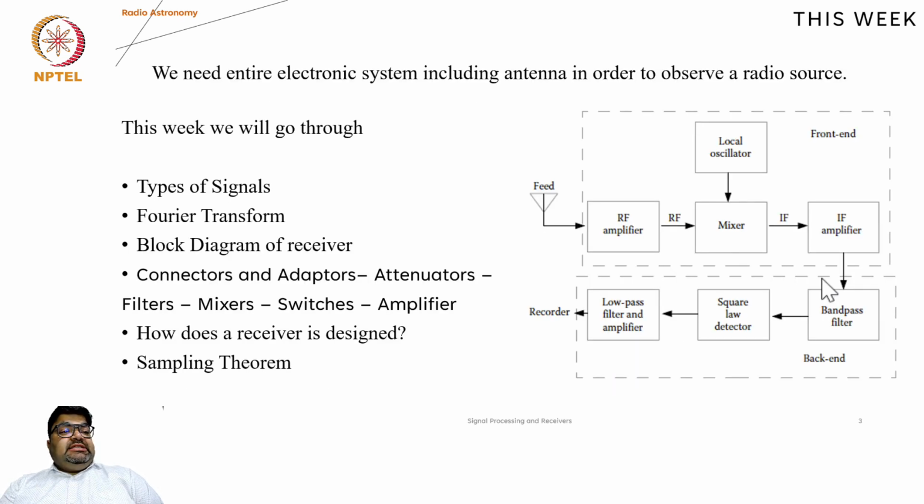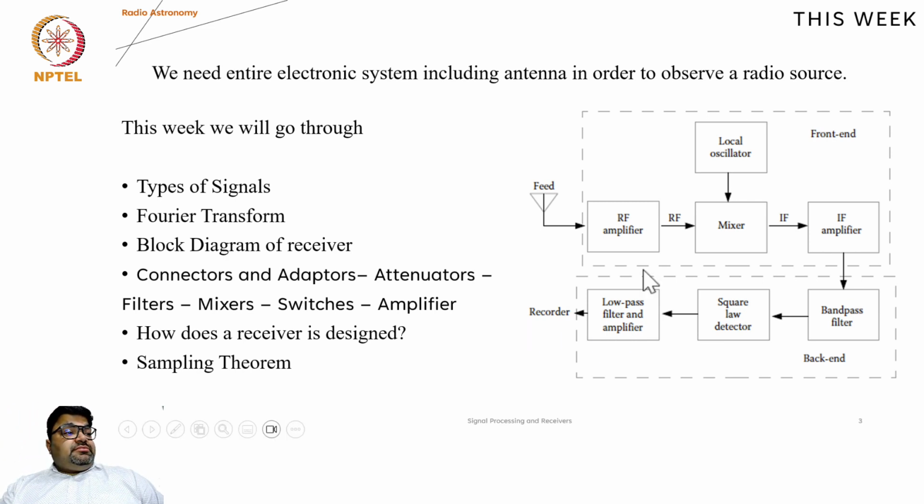What is this week's plan? This week's plan is to take you through the very basic blocks of signal processing. We know that in the beginning there is the antenna, called the feed here, but then there are several stages of amplification, mixing, IF amplifier, bandpass filter, square law detector, and low pass filter and amplifier, where the entire signal goes through this particular chain and then finally gets recorded in a computer.